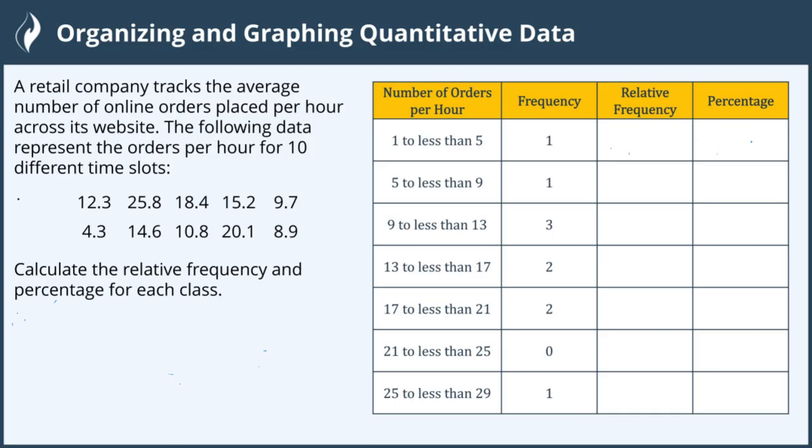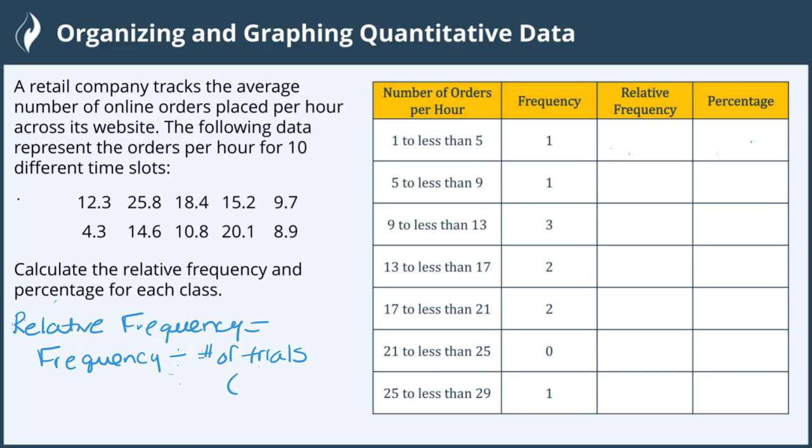To find the relative frequency, we're going to take the frequency that was given to us and divide by the number of trials, which in this case was given to us as the 10 time slots. So our denominator for this computation is going to be 10.